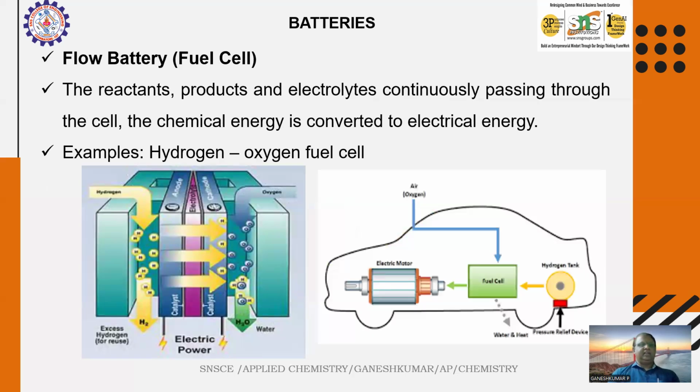Flow battery: the reactant, product and the electrolytes are continuously passing through. So when it continuously flows, we call it a flow battery, or a fuel cell, in which hydrogen and oxygen undergo a reaction without any combustion, and produce energy.